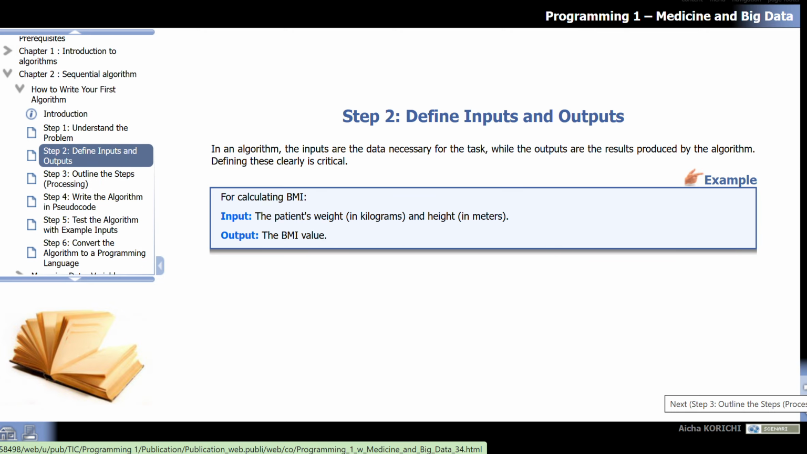So the second step is to define the input and the output. After defining what is the problem, we will analyze what we have as input. So taking the same algorithm, which is BMI, as inputs, we need the height and the weight of the patients, and as output we have the BMI value.